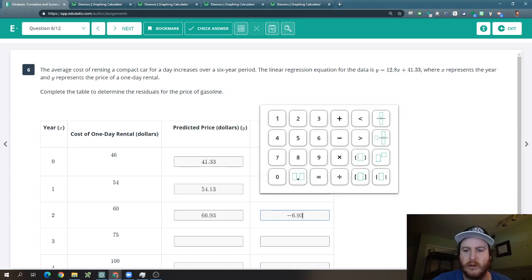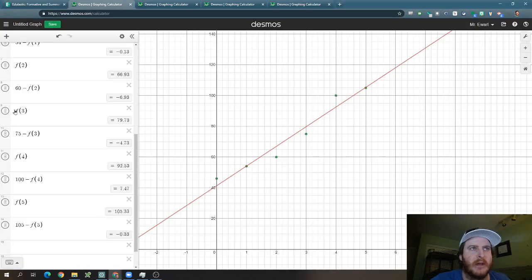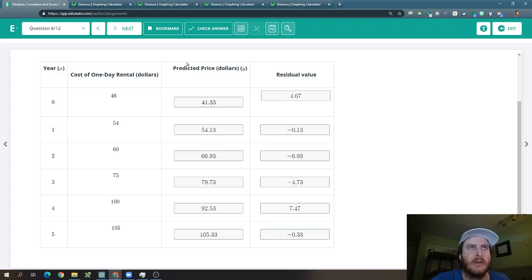All right, I'm going to skip ahead and just kind of fill out the table. All right, and so here's kind of the rest of our data. Again, all I did was just plug in f of 3, f of 4, f of 5, and then subtract. And so we should get these values.